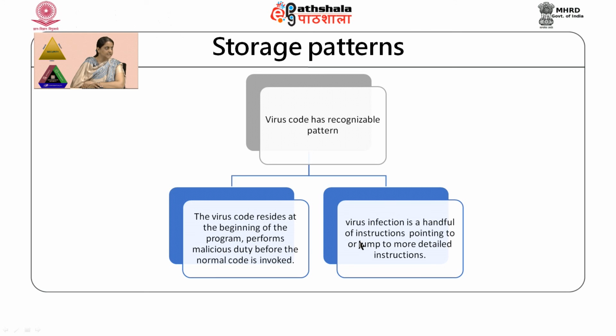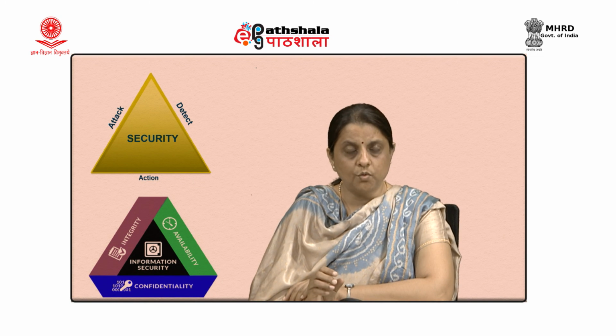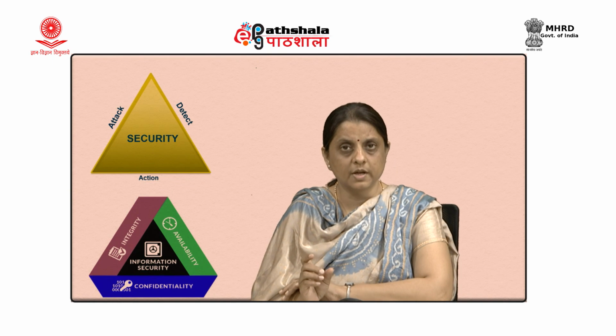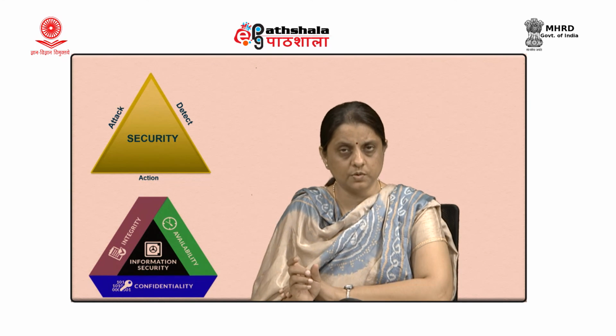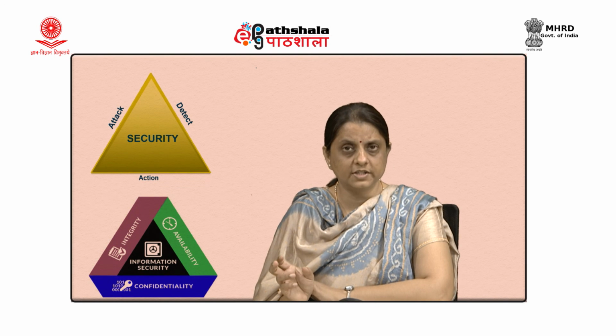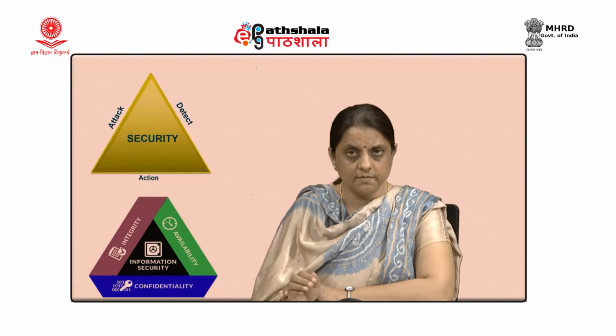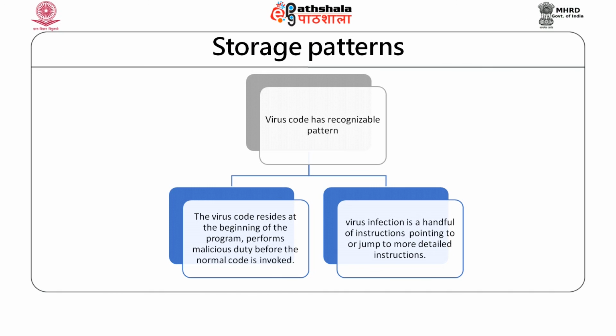A virus infection is a handful of instructions pointing to, or jumping to, more detailed instructions. So, when you see virus code, it may say JMP 1000, and there the detailed instructions for executing the virus program are written. Sometimes it is just a simple jump instruction that the virus infection has.